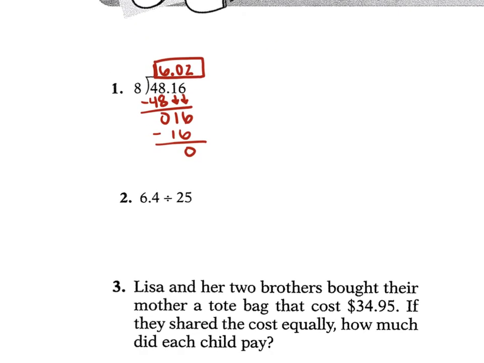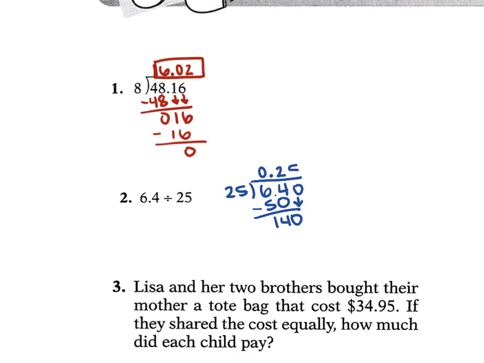For 2, we have 6.4 divided by 25. So we are going to have the 25 on the outside, the 6.4 on the inside. 25 does not go into 6, but it goes into 64 twice. So we're going to put the 2 above the 4, the decimal point we're going to bring up, and the 0 goes in front of this, on top of the 6. 2 times 25 is 50. We subtract these, we get 14. We add a 0, we bring it down. So 25 goes into 140 how many times?